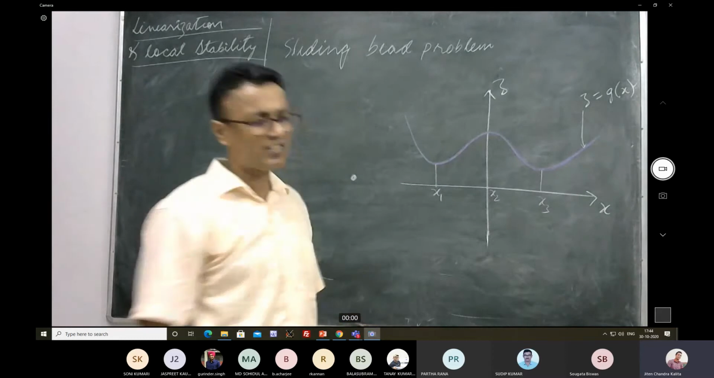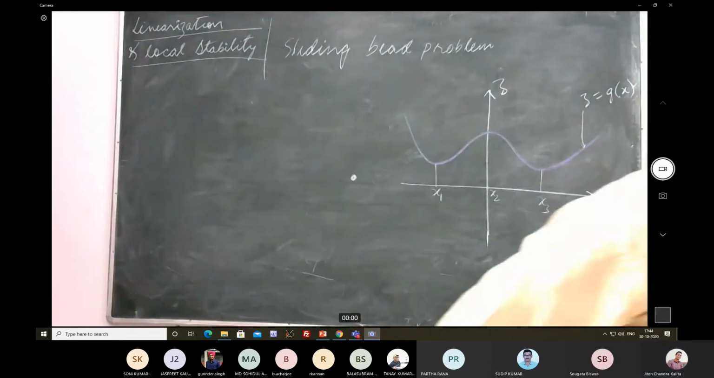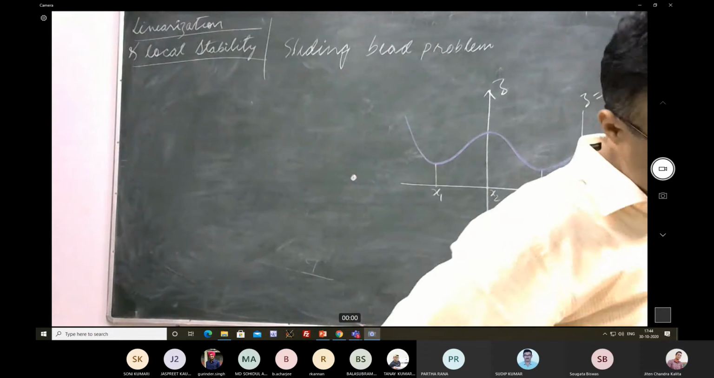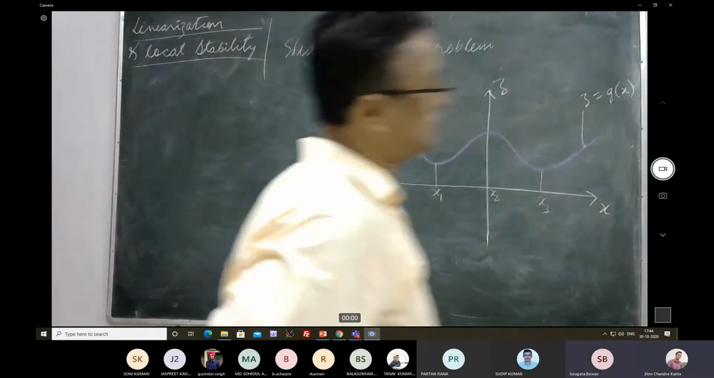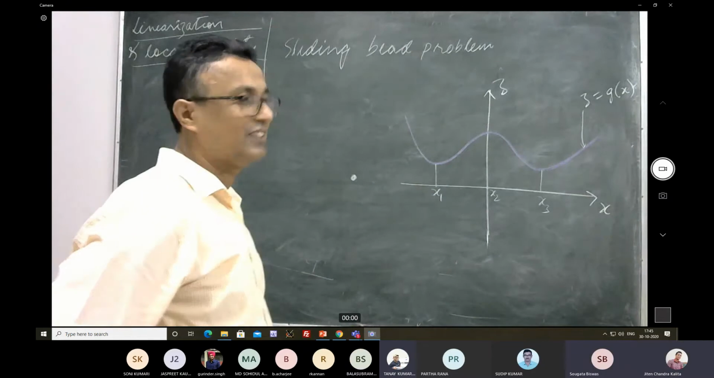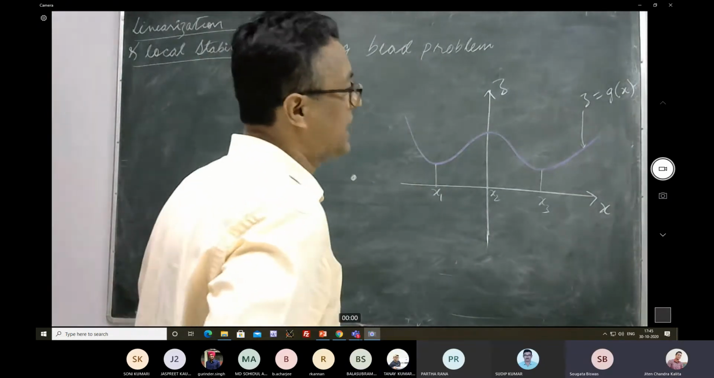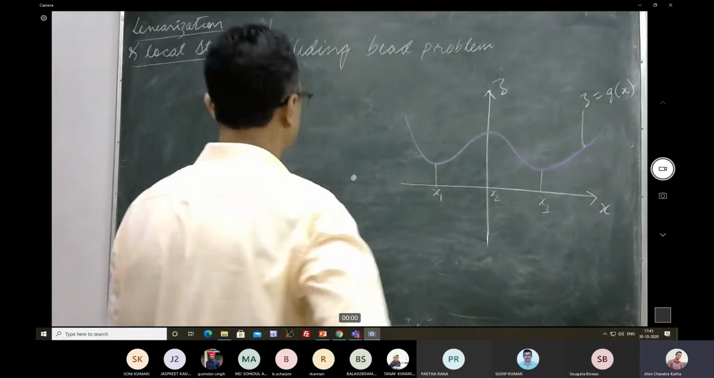So then here, suppose this is x1, and suppose this point is x2, this point is x3. Can you tell me what is the significance of x1, x2, and x3? The local minimum: x1 and x3 are local minima, and x2 is a local maximum. Okay.